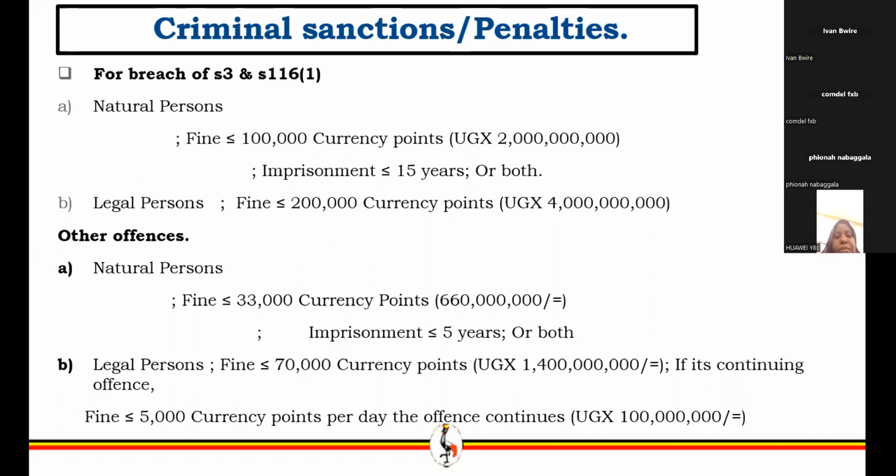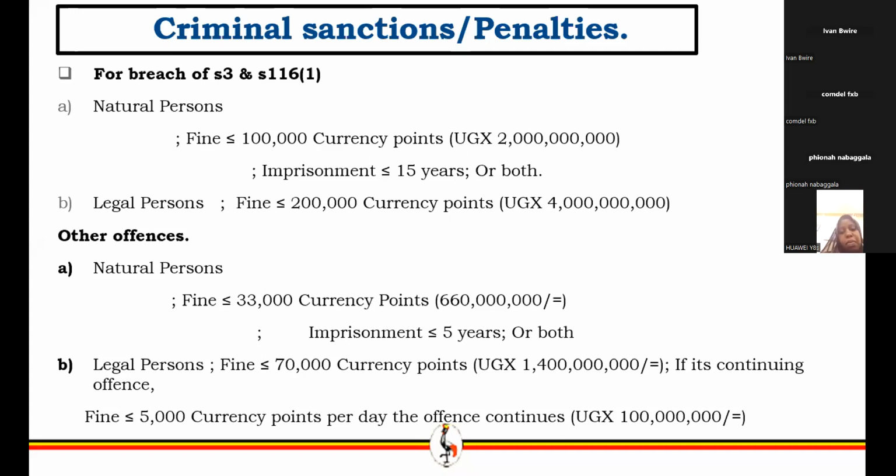So for other offenses, I've discussed what we mean by other offenses, and for a natural person in that perspective, it attracts a penalty of 660 million shillings and an imprisonment of 5 years, or both. For legal persons, it attracts a fine of 1,400 million shillings. And if it's a continuing offense, for every day that the offense continues, you add 100 million shillings for every day.